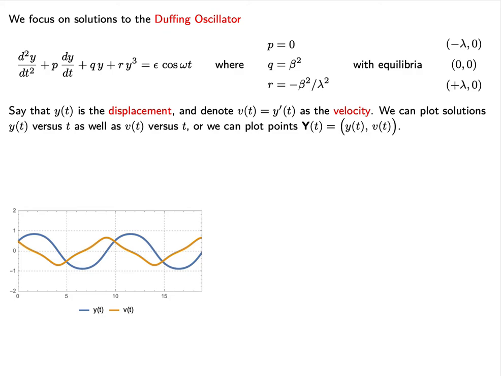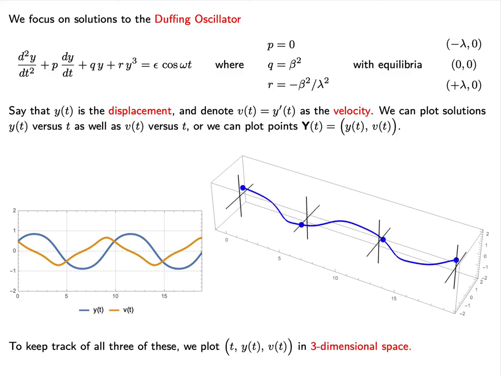Recall that y is the displacement and v is the velocity. This means that we can plot solutions y of t versus time t and v of t versus time t. You can see a couple of examples of these on the lower left-hand part of your screen. Of course, we also take a look at the phase plane, so we could plot out points capital Y of t as lowercase y of t, comma, v of t.